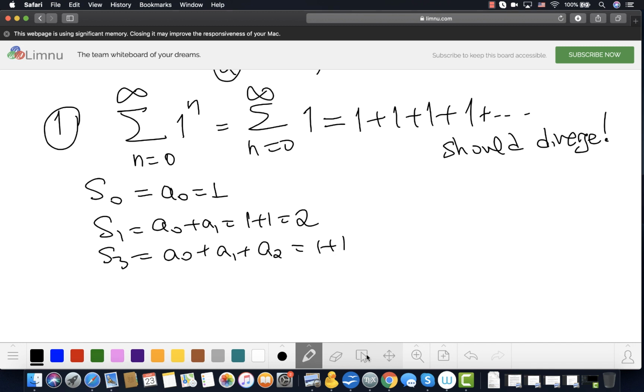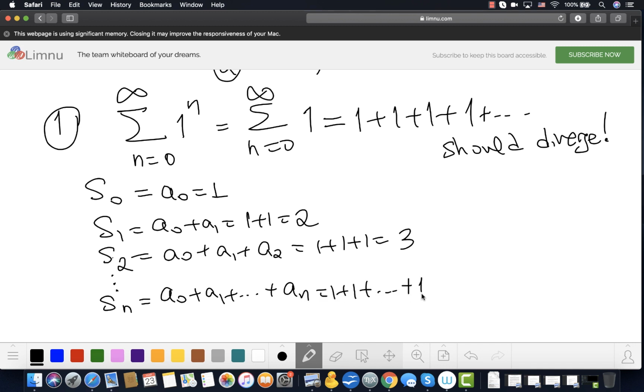I'm sorry, this should be S2. S2 is A0 plus A1 plus A2, so it's 1 plus 1 plus 1, so we get 3. So basically, you're just adding a bunch of 1s. So Sn is just adding up A0 plus A1 dot dot dot plus A sub n, which is just 1 plus 1 dot dot dot plus 1, n plus 1 times, because I start at 0. So there's n plus 1 copies here.